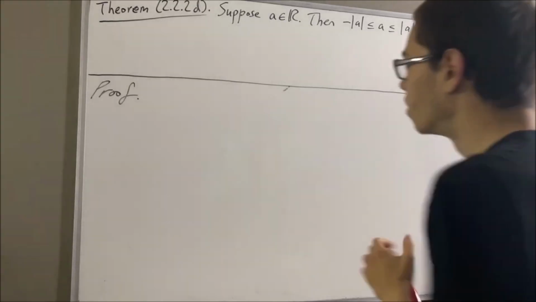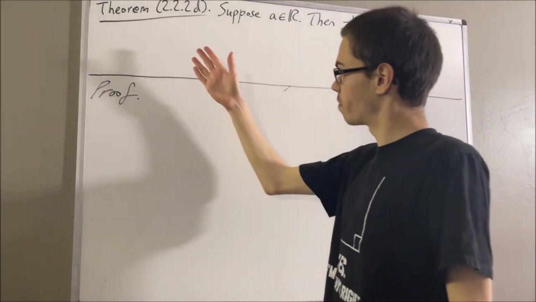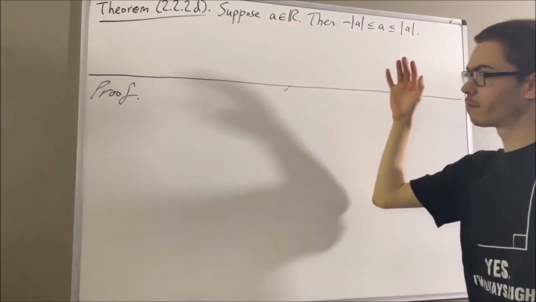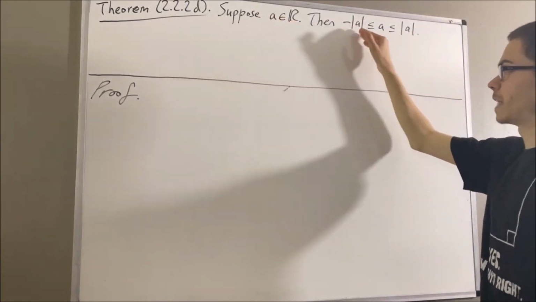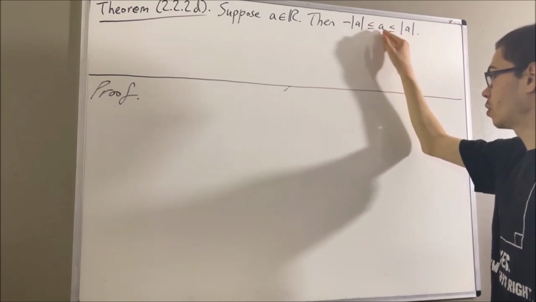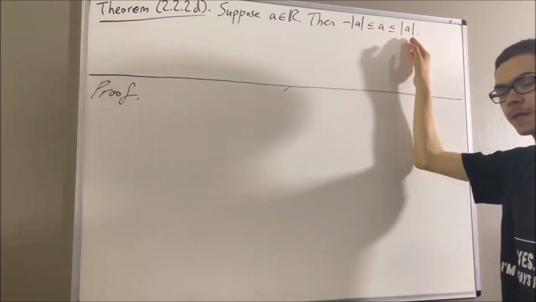Hello! In this video, we are going to prove the following theorem. Suppose a is a real number. Then the negative of the absolute value of a is less than or equal to a, which is less than or equal to the absolute value of a.